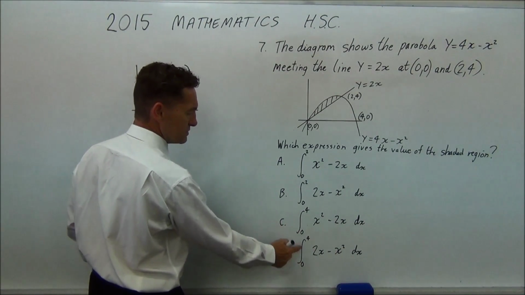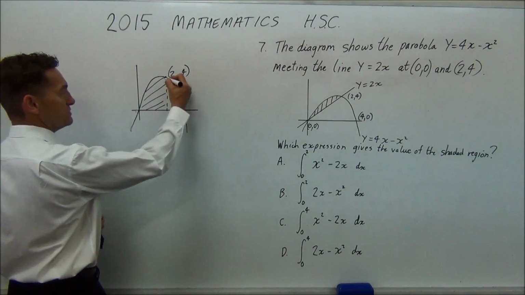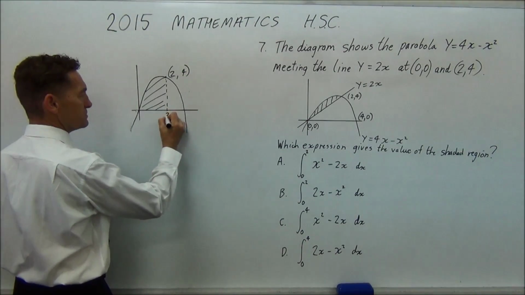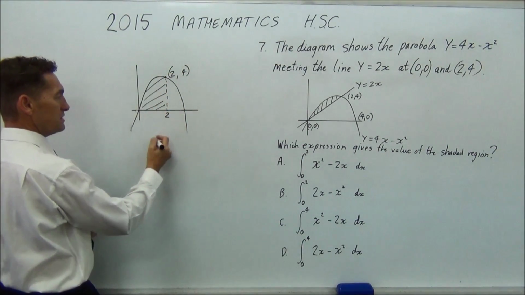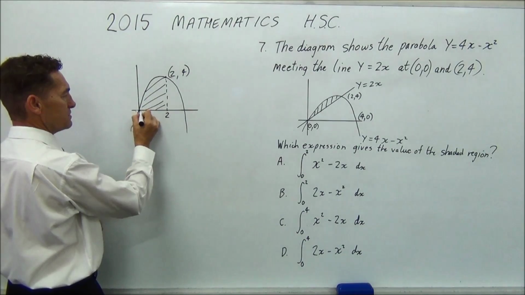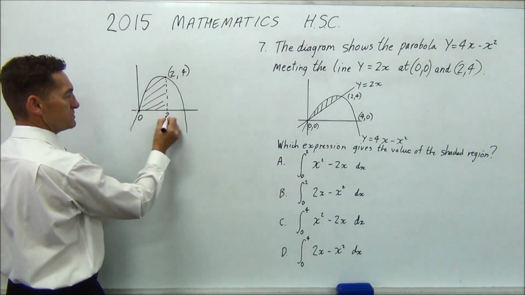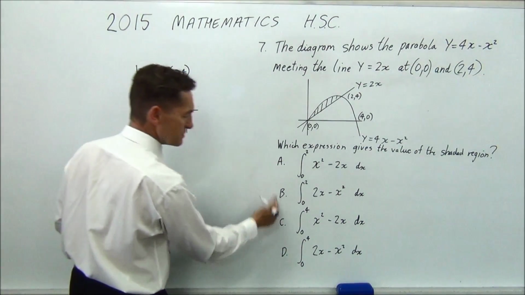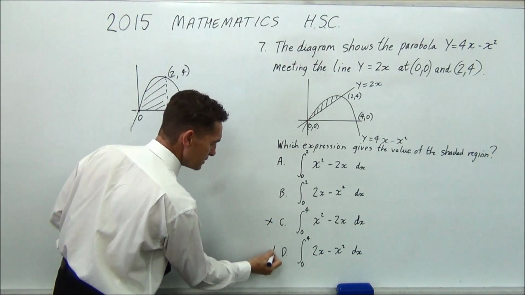So these two are clearly wrong because you want about the x-axis. That's 2. You want between there and the x-axis. And that's 2. So we want from 0 to 2. Okay? So these two are clearly wrong.